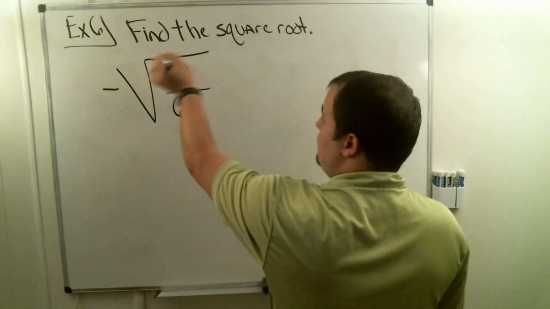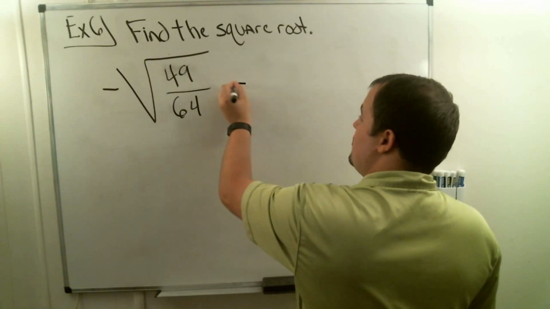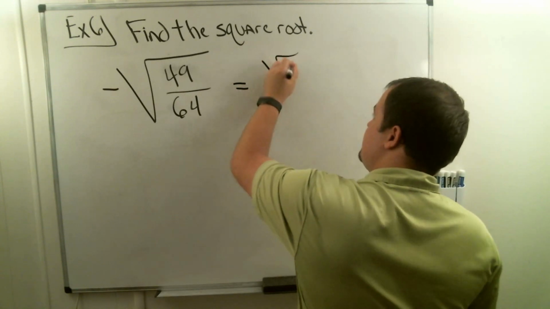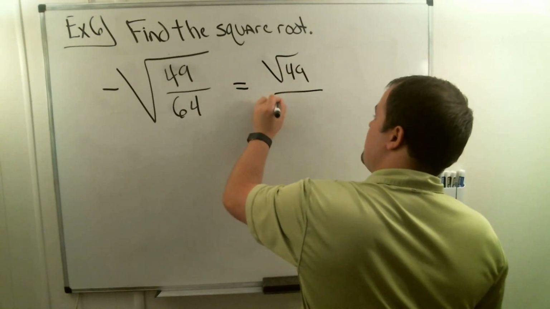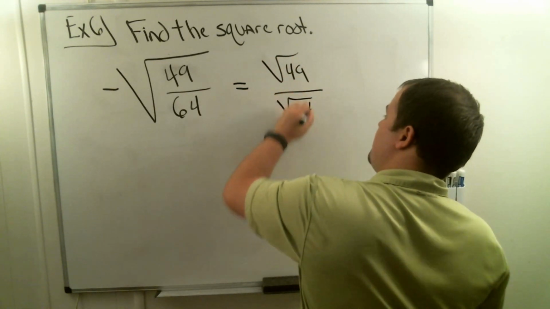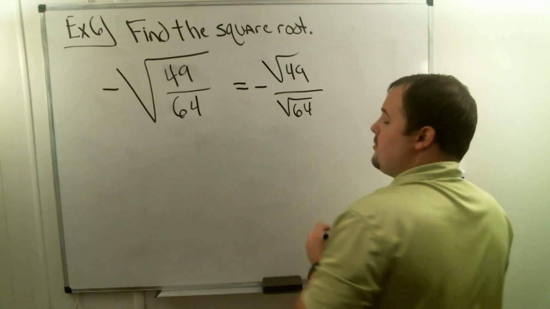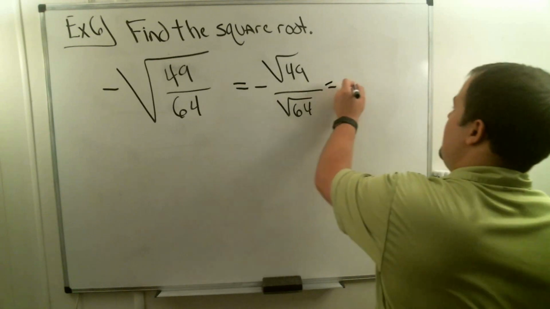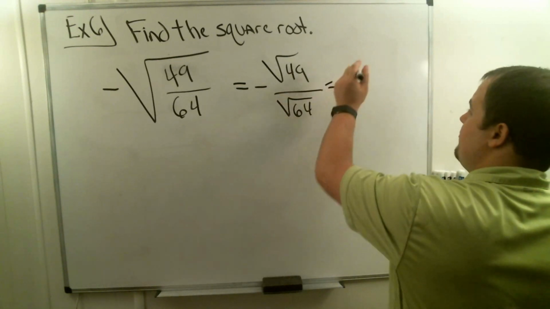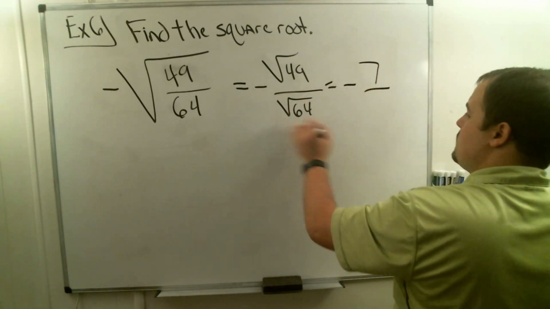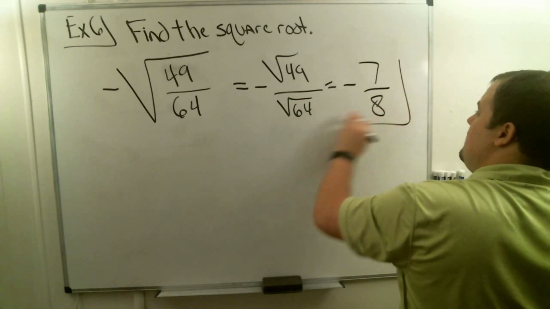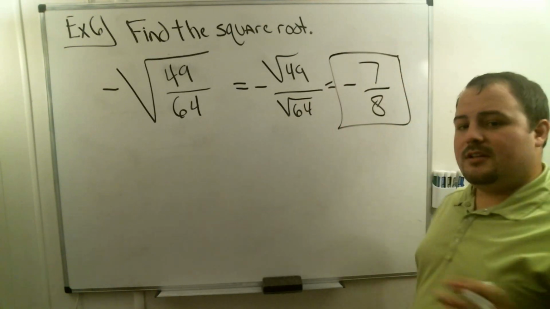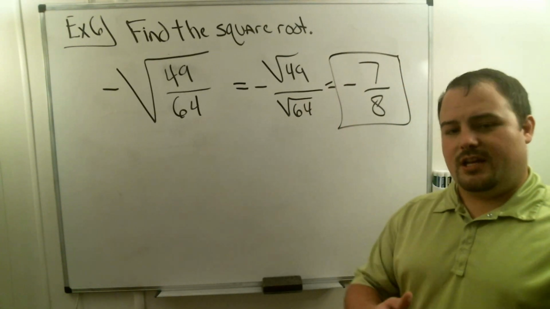Since I see the whole thing's under a square root, I know that I'm going to take the square root of the top, which is 49, and the square root of the bottom, which is 64. Since there's a negative, we know that we want the negative as our fraction. So I know that I am going to have a negative number. The square root of 49 is 7. The square root of 64 is 8. So this entire problem equals negative 7/8.